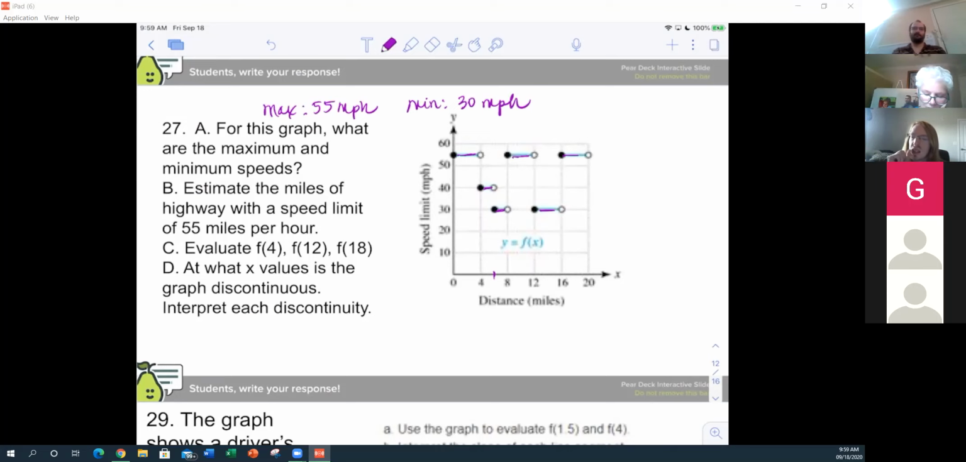Estimate the miles of highway with a speed limit of 55 miles per hour. In other words, how many miles do you think he drives at 55 miles per hour? 20? Okay, so here's 4, right? And then here's another 4. And then here's another, so 12. 12, right. So about 12 probably.